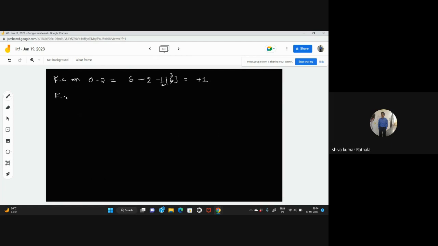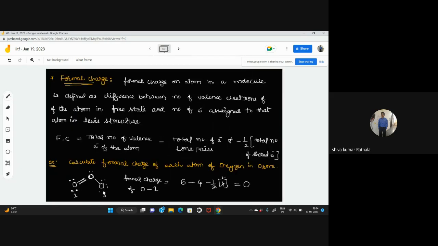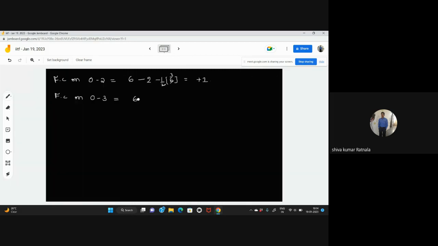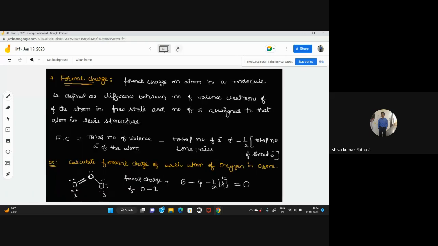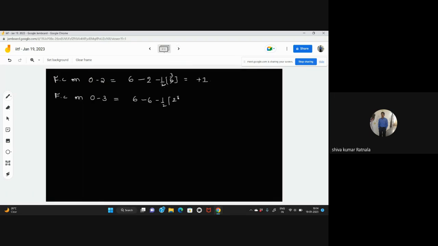Next, formal charge on oxygen numbered as 3. Same, no? 6 electrons, minus how many lone pairs are there? 3 lone pairs, that is 6. Minus half into how many bond pair of electrons are there? Only one bond, no? That is 2. So it will be how much then? It will be minus 1.